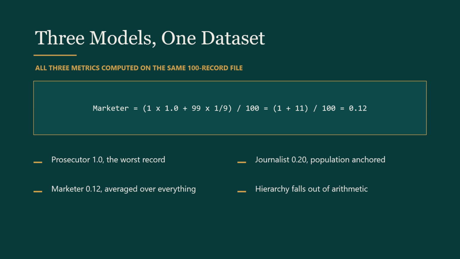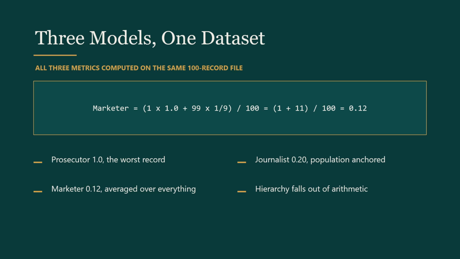Prosecutor risk first. It is the maximum of 1 over k across the file. The worst class has k equal to 1, so prosecutor risk is 1.0. Journalist risk second. It is anchored to population classes, and the worst population class has capital K equal to 5. So journalist risk is 1 over 5, 0.20.